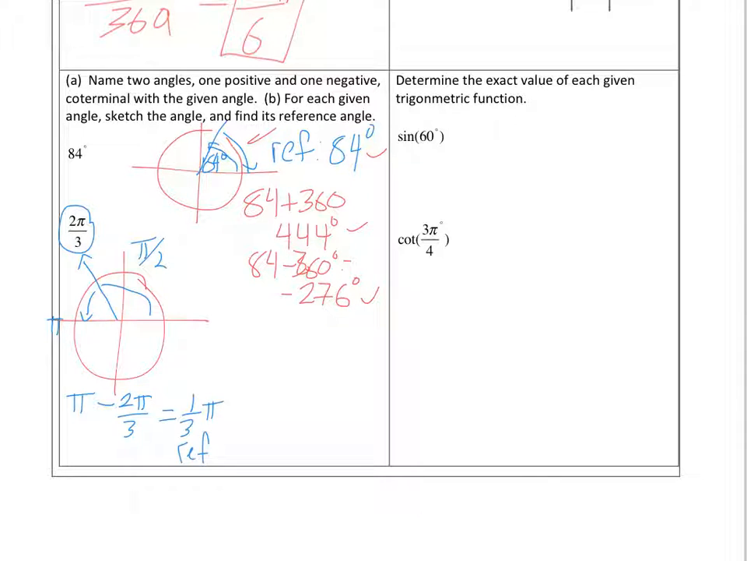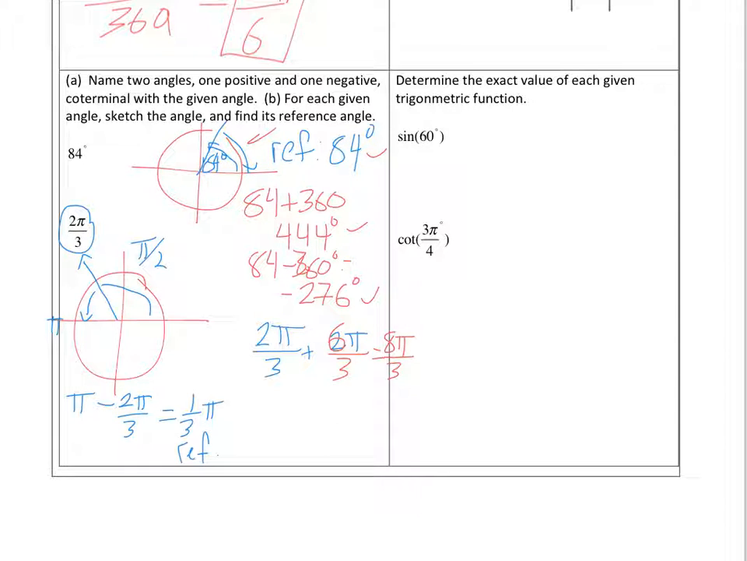That's my reference angle. To get a positive and negative coterminal angle, we're going to start with a positive. 2 pi over 3 plus 2 pi, which is really going to be times 3 over 3, 6 pi over 3, and that would be 8 pi over 3.